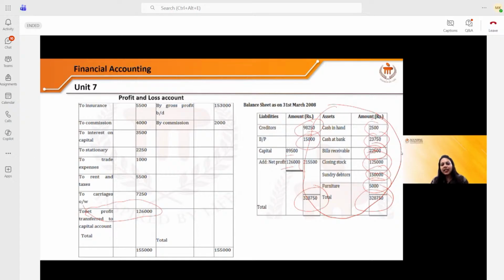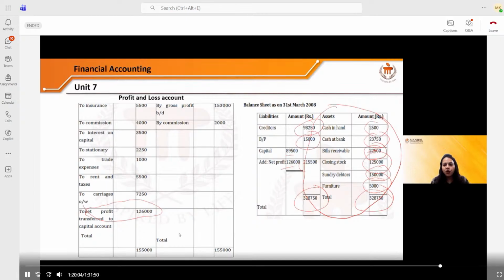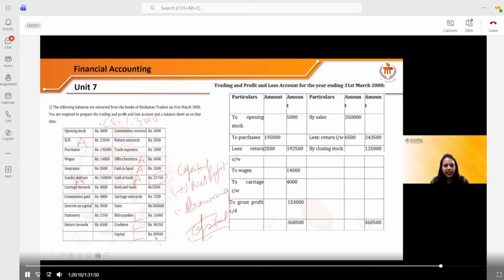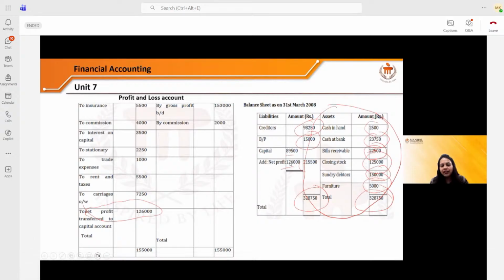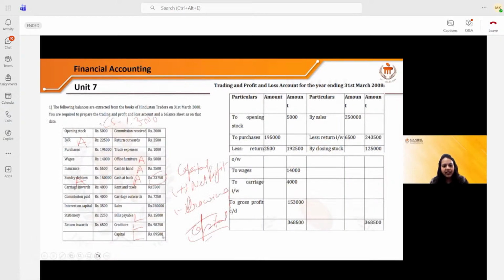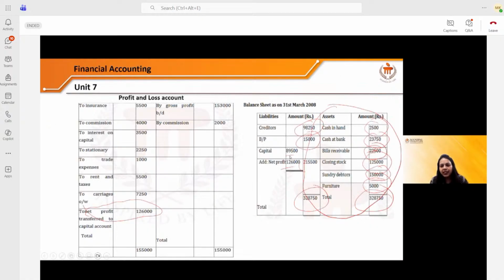Capital is 89500. How? Okay, I am sharing again. So that is the formula of capital. Capital is 89500, as given in the question. So the formula of capital is capital plus net profit. I have added the net profit of 1,26,000, so your total capital will be 2,15,500.